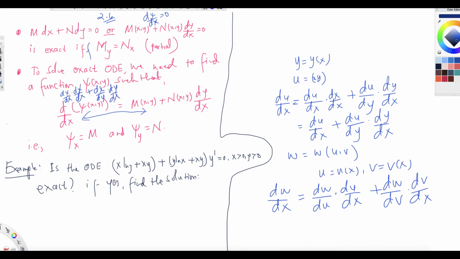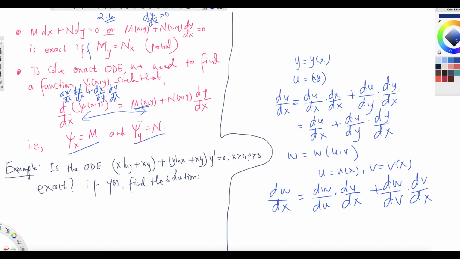So what do you get then? This will be 1. So you will get d psi over dx equals to the first one, because this one comes with the derivative. So if you write these two, if they are equal, then m must be equal to d psi over dx, right? And then n must be equal to d psi over dy. So that's the concept that we did in the last video.